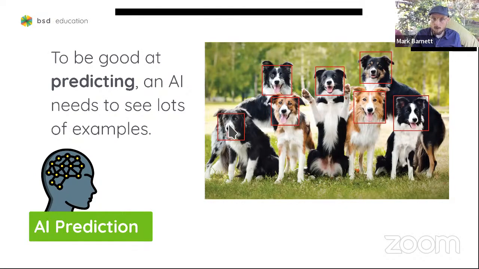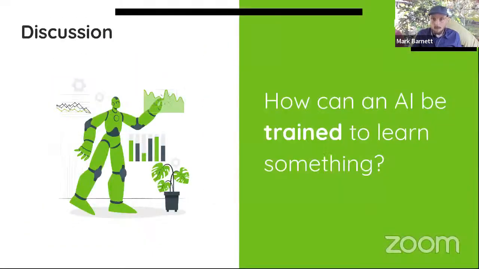The ears are up, the ears are down, got the tongue out here. So AI looks at all of these images and it says, okay, these are all dog. And it starts to remember that these are all dogs. So next time it sees a dog, it can predict at a higher rate that this is a dog.